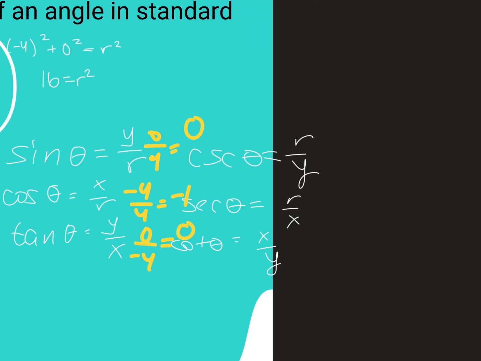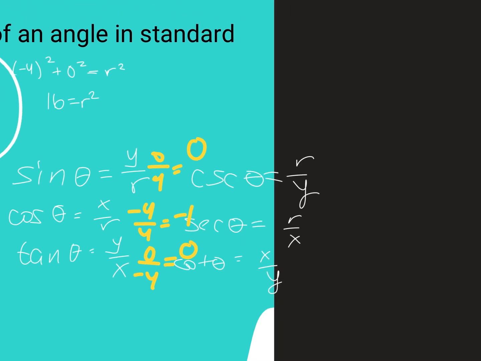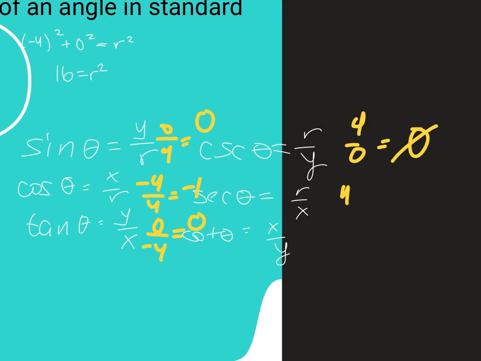So now when we flip to do our reciprocals, R over Y, it's going to be 4 over 0, which gives me no solution, undefined. Good. You can write undefined, you can write the null set, whatever. What about if I flip? I have 4 over negative 4, which gives me negative 1. Good. And then I flip, I have negative 4 over 0, which gives me undefined, no solution.